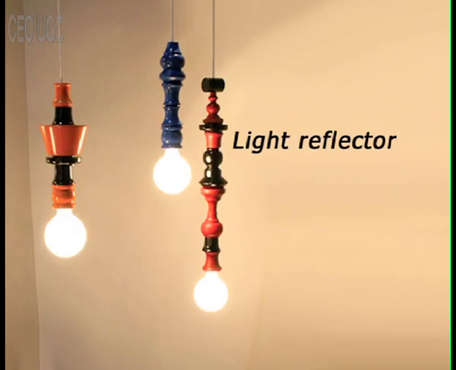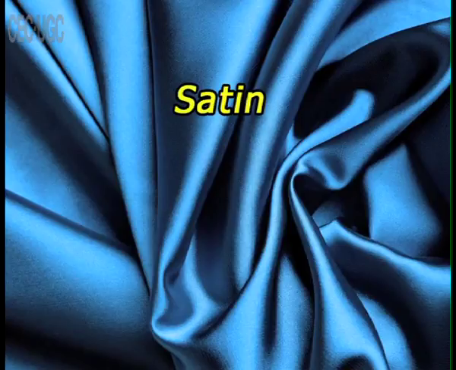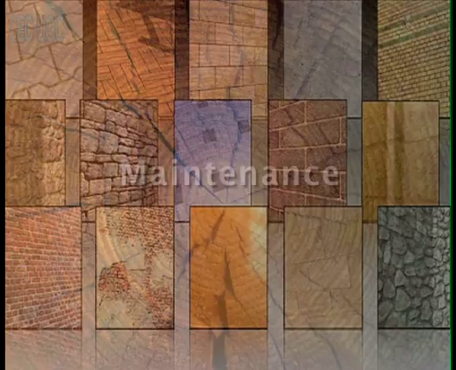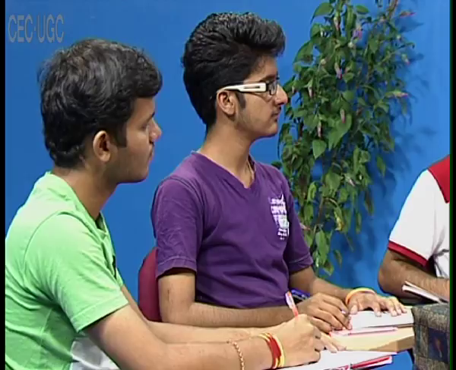Light reflector: smooth shiny surfaces such as glass, mirrors, satin, porcelain and highly polished wood reflect more light than rough and dull structures such as brick or concrete or stone and coarse wood. Now maintenance. Smooth texture may show fingerprints. Shiny texture may scratch easily. Rough texture may collect dirt in the surfaces. A shiny glossy paint highlights the imperfections in the wall.